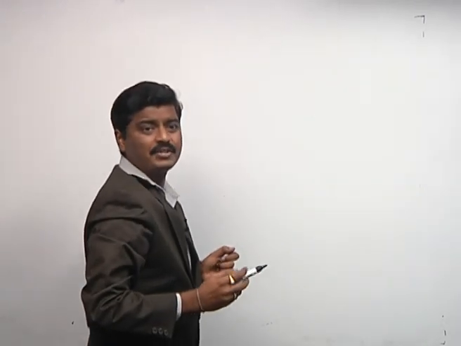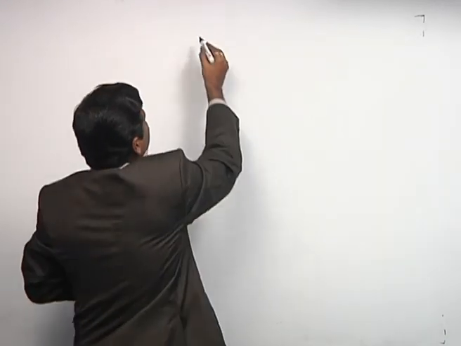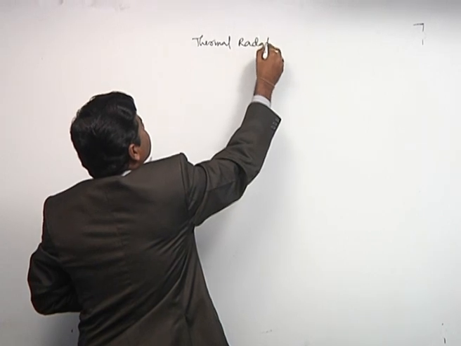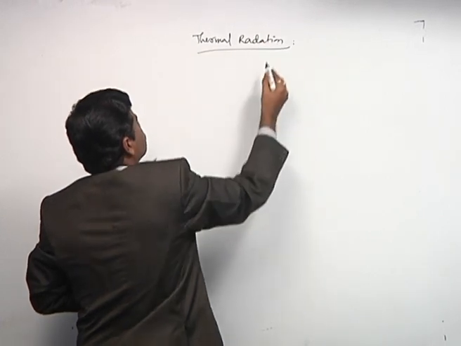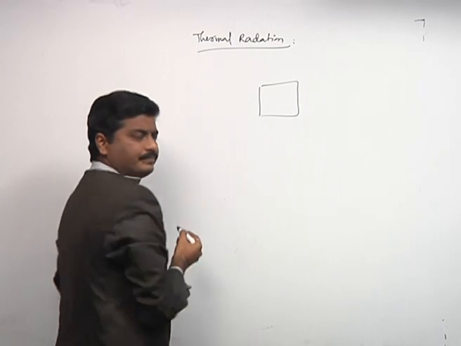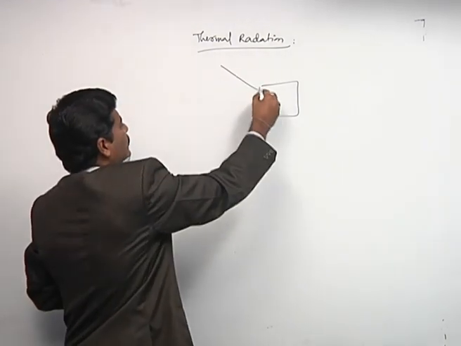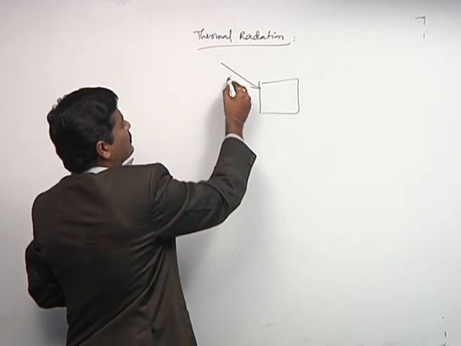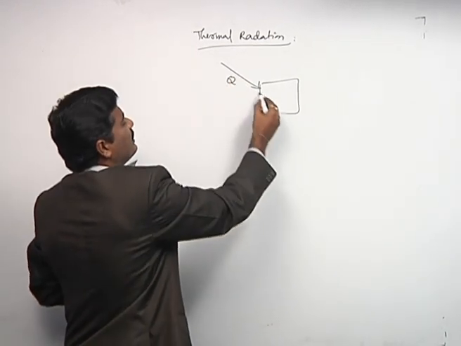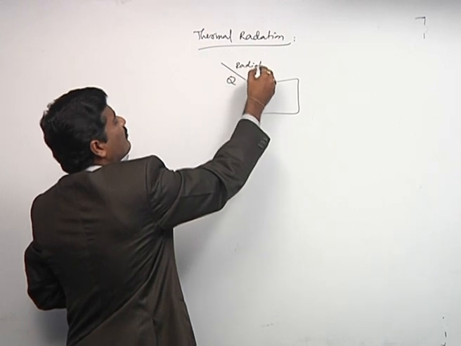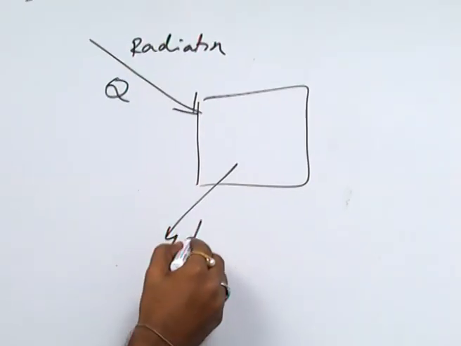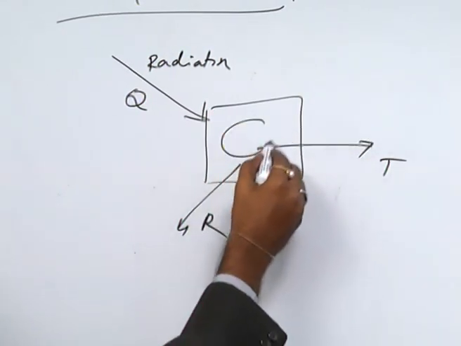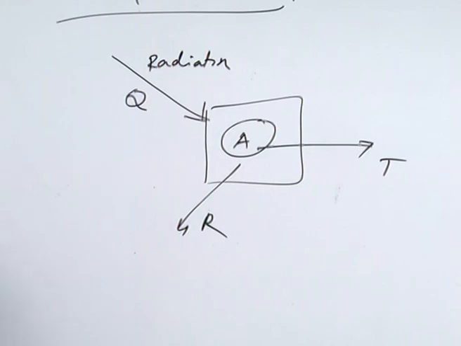Next, this conduction process is over. Next, I am going to start thermal radiation. Consider this is the body here. If radiation comes, it is incident on this body. This is the total initial radiation, let it be Q. Some radiation may be reflected, some radiation may be transmitted, and some radiation can be absorbed.